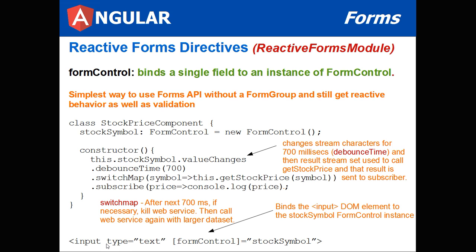Okay, so you could use an input type text and a form control to map to the stock symbol attribute in the stock price component. So this syntax says this input field has a form control in the backing app component, which is called stock symbol. Another way to say that, it binds the input DOM element to the stock symbol form control instance.